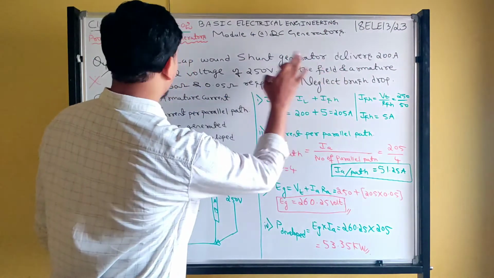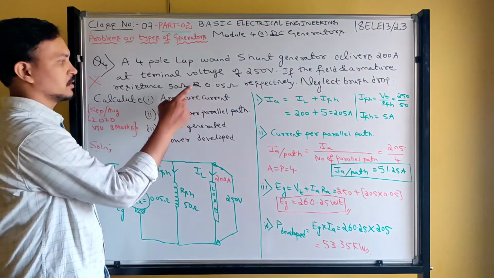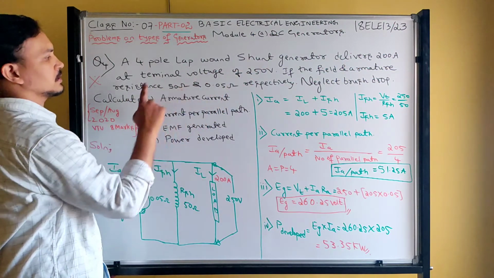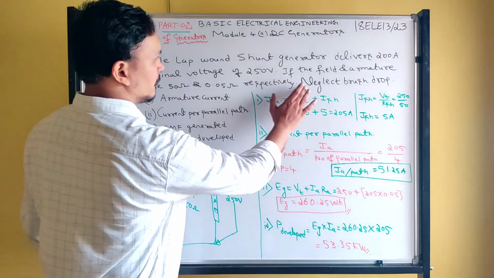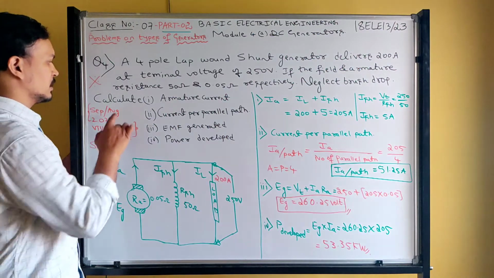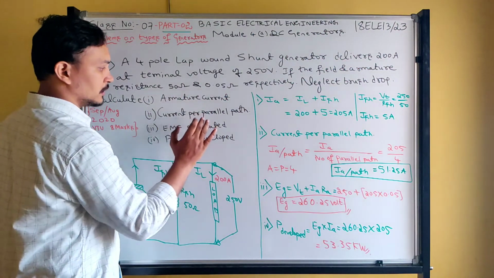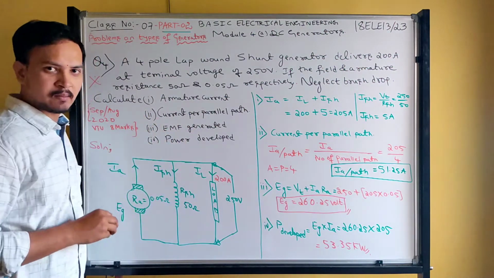I have written the diagram here. So it's going to deliver a load current of 200 amperes at 250 volt supply. If the field and armature resistance is 50 and 0.05 ohms respectively, 50 is field resistance and armature resistance is 0.05 ohms. Neglect brush drop, data not given. Neglect brush drop. Calculate the following parameters: armature current per parallel path, EMF generated and power developed.